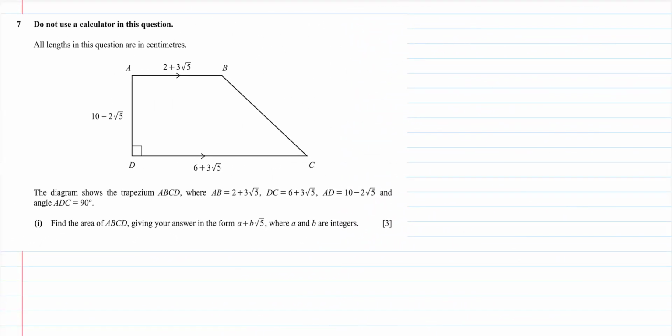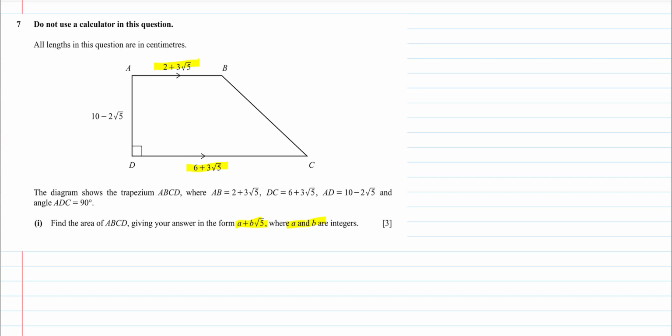So for question 7, part 1, we need to find the area of this trapezium here, A, B, C, D, and to give our answer in the form a plus b root 5, where a and b are integers. So to find the area of a trapezium, this is going to be the average of the lengths. So there's 6 plus 3 root 5 and the 2 plus 3 root 5.